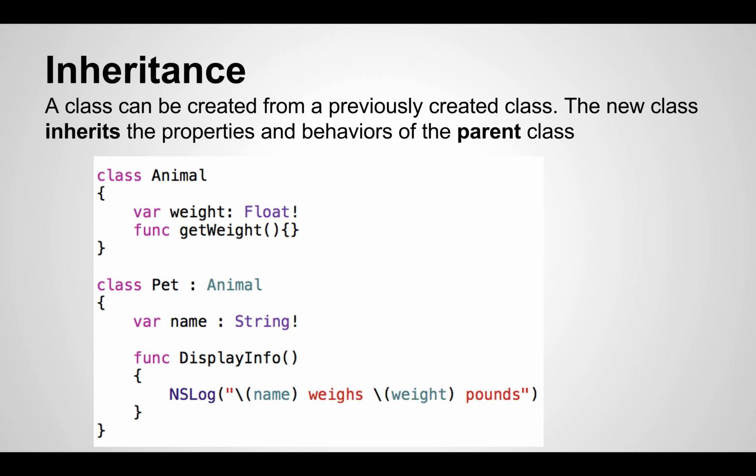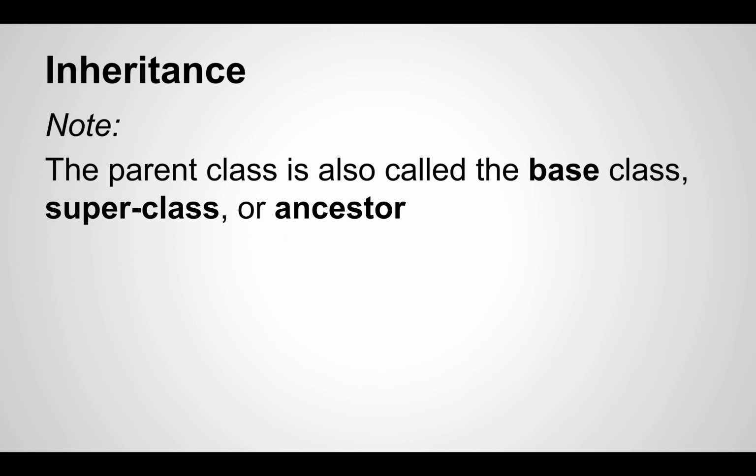Now, if you see in the NSLog, the weight does not come from the Pet, it comes from the Animal. So you can use within the Pet any properties or actions that were within the Animal. So note, the parent class is also called the base class, the superclass, or the ancestor. So remember this, some people come from different programming backgrounds and they might use different terms.